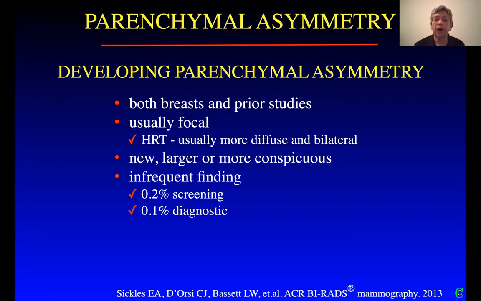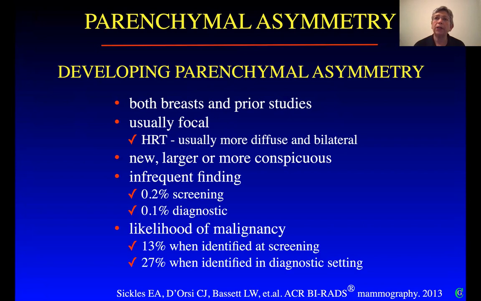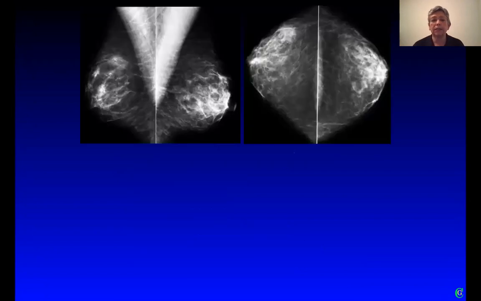It's an infrequent finding in about 0.2% of screening mammograms, 0.1% of diagnostic mammograms, but it does have a higher likelihood of malignancy than the other two types of asymmetries we discussed. It is 13% when identified at screening, and over a quarter of the patients will have an underlying malignancy when it is identified in the diagnostic setting.